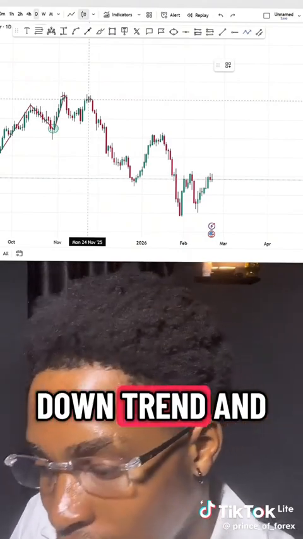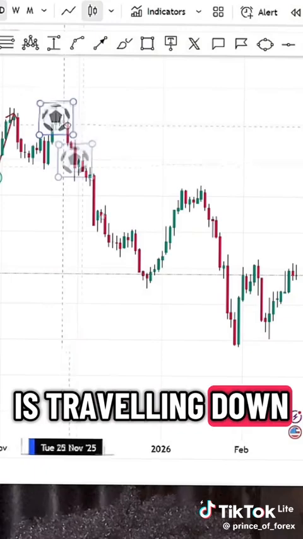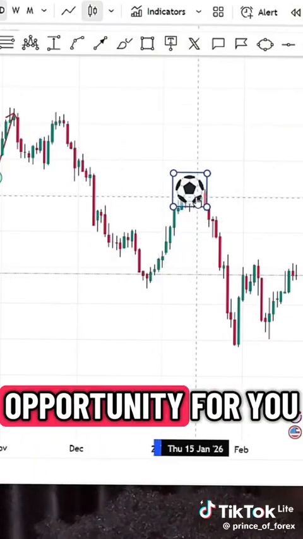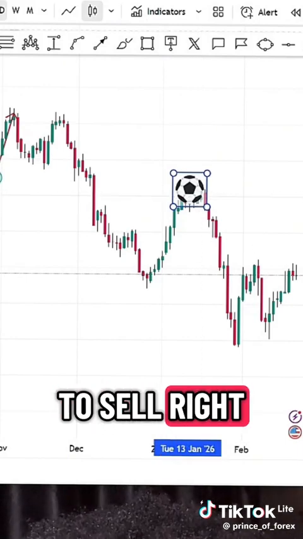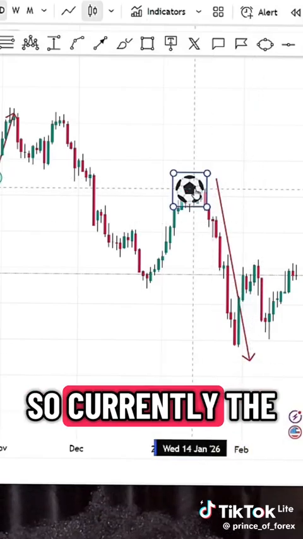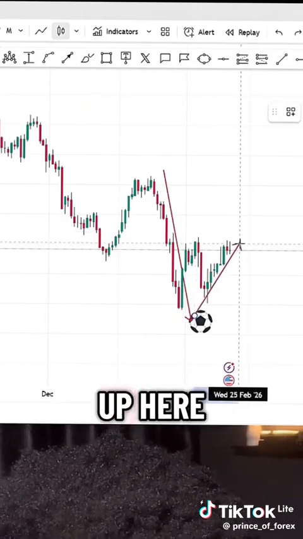It's called a downtrend, and it is also like the ball. Whenever our ball is traveling down, it comes back up, and when it comes back up, this is an opportunity for you to do what? To sell. So this is an opportunity for you to enter for sales here and profit. Currently the market is down. What you do is wait for it to come back all the way up here and then you enter for sales.